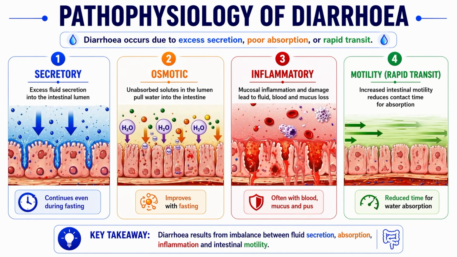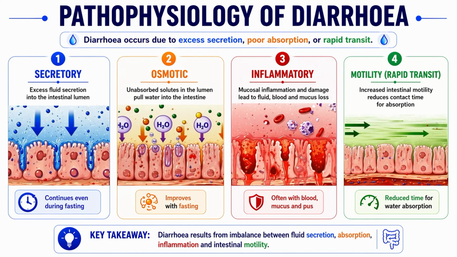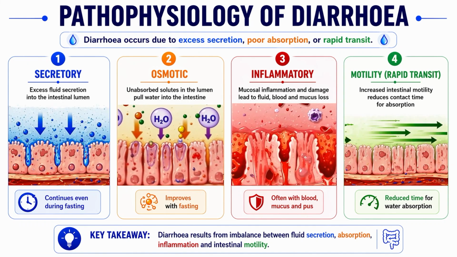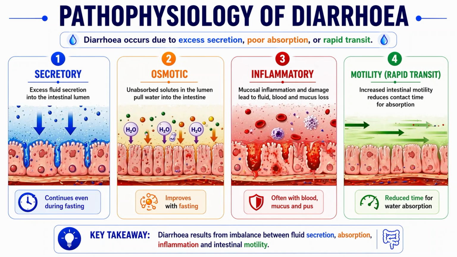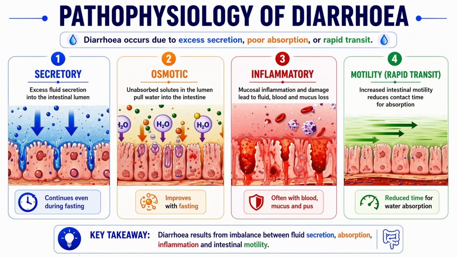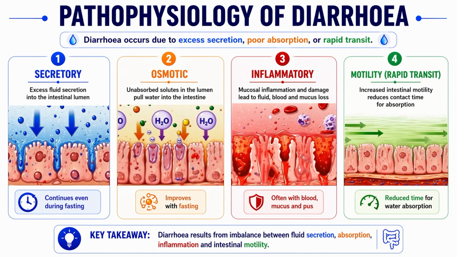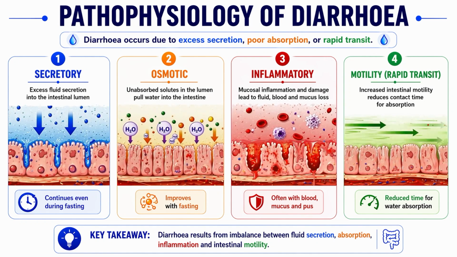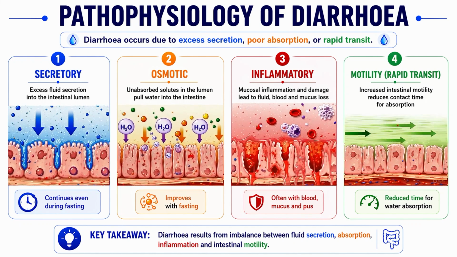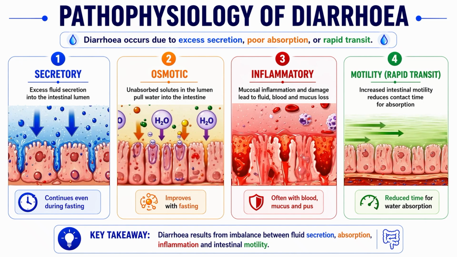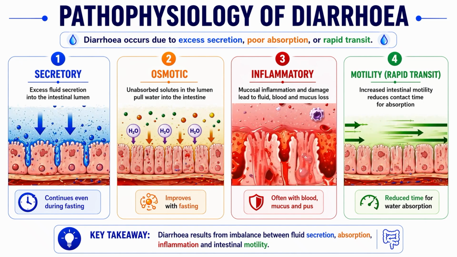And finally, motility-related diarrhea, where intestinal transit is too rapid, reducing time for absorption, commonly seen in IBS. Here, the issue is speed, the transit. So remember, secretion, osmotic pull, inflammation, and rapid transit. These four mechanisms explain most of diarrhea.